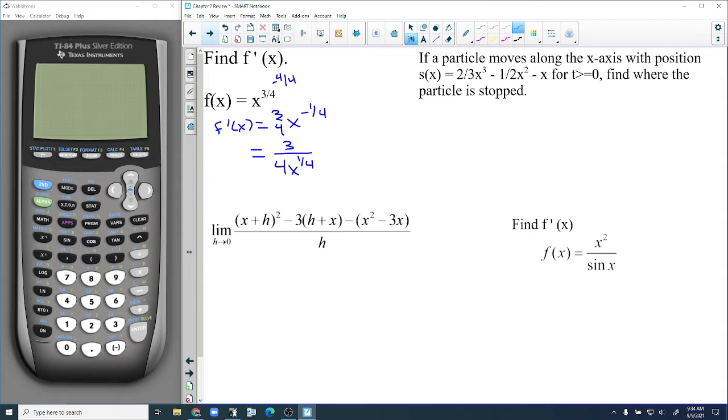If a particle moves along the x-axis with position for t greater than or equal to 0, find where the particle is stopped. So we want v of x, which is 2x squared minus x minus 1. And a particle will be stopped when the velocity is 0. So we'll factor this. I need a minus 1 here and a plus 1. So x equals 1. The other one is negative, and it says for x greater than or equal to 0.